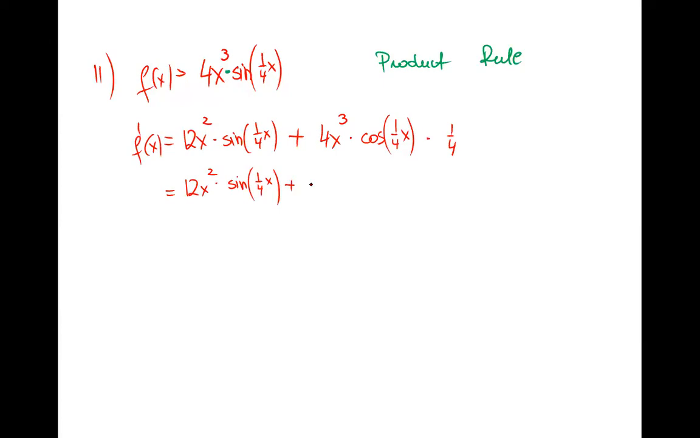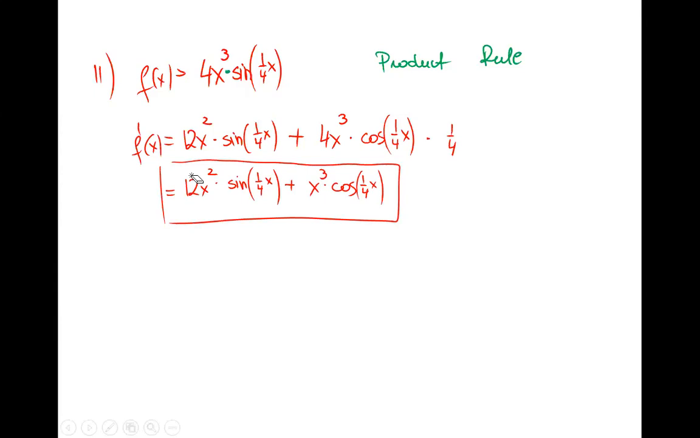1/4 and 4 is just 1. That means I have x cubed and cosine of 1/4 x. We can factor out x cubed. I mean x squared, but also we can leave it.